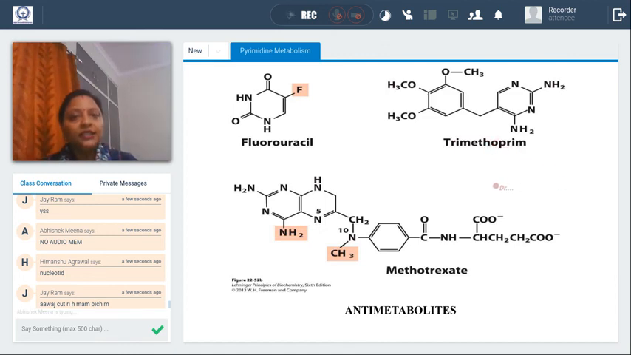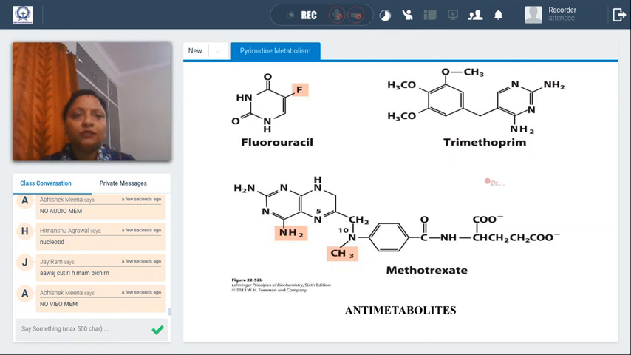And next is antimetabolites. What are antimetabolites? They are used in the treatment of cancer and antiviral diseases, and directly or indirectly inhibit the metabolism of pyrimidines. So here we conclude pyrimidine metabolism.